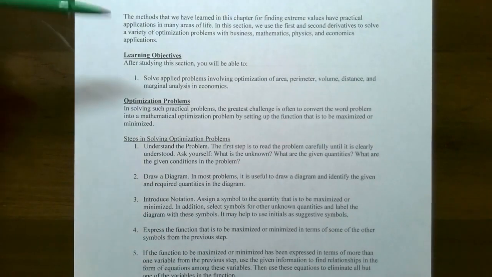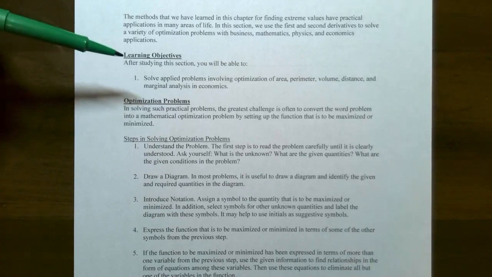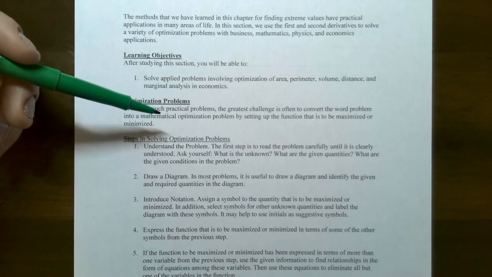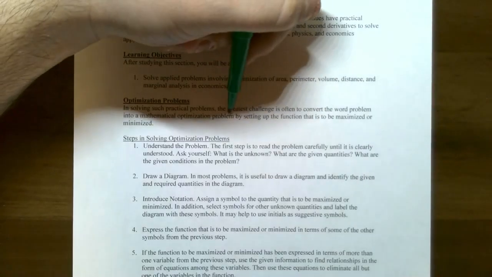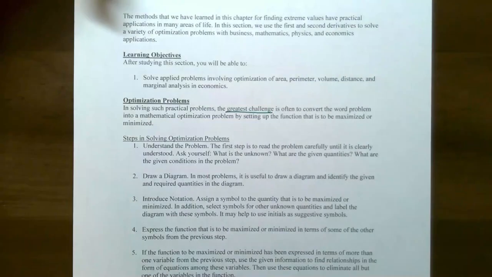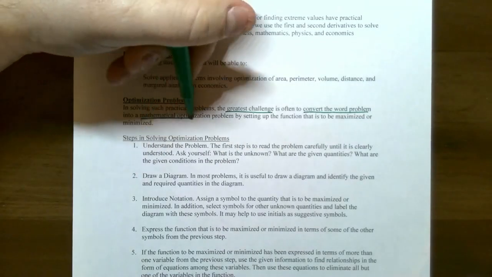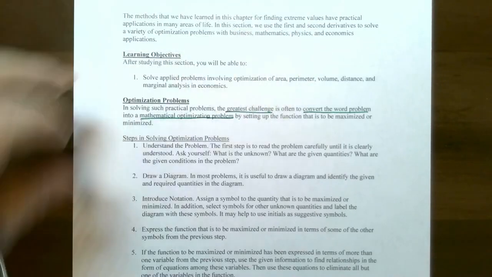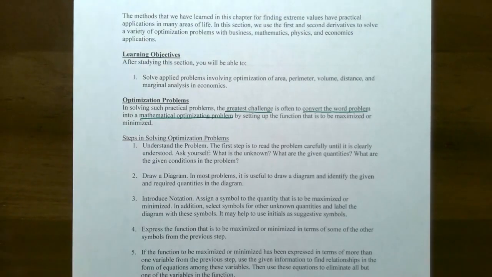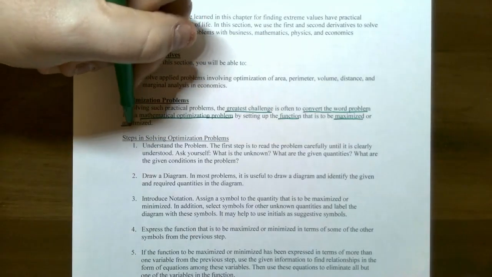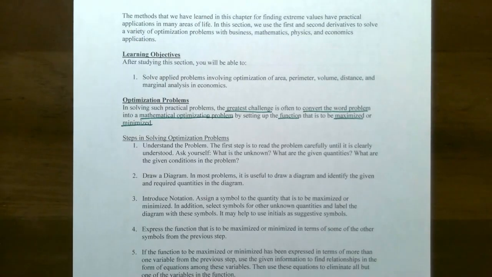So we're going to look at how to solve applied problems involving optimization of area, perimeter, volume, distance, and marginal analysis in economics. So, optimization problems. In solving practical problems, one of the greatest challenges is how do you convert the word problem into a mathematical optimization problem where you find a function that you are trying to maximize or minimize. And that's what it means to optimize the function.